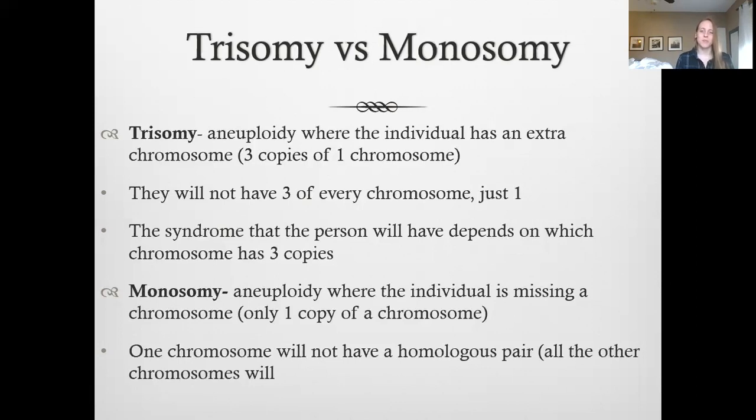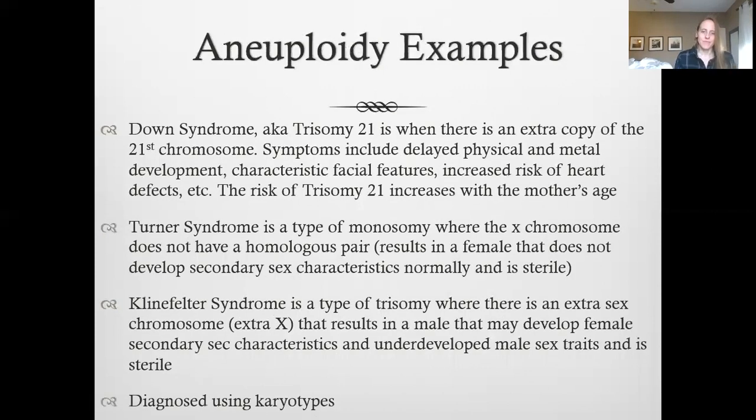And then monosomy is the type of aneuploidy where the individual is missing a chromosome. So all of their chromosomes are in pairs except for one that's by itself. Some common examples that you do need to be familiar with are Down syndrome, Turner syndrome, and Klinefelter syndrome.